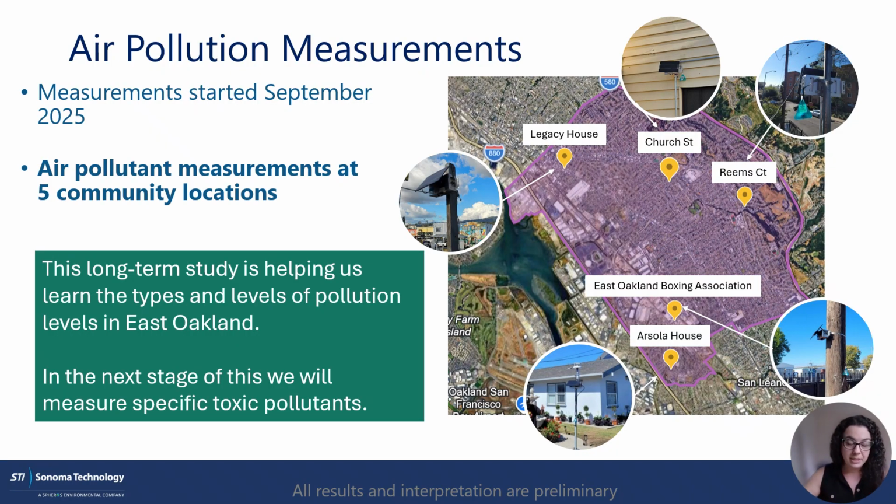So this is really a long-term study. We're right at the beginning of it, but it will help us understand levels of pollution in East Oakland. And then the stage after this one is that we're going to go in and measure specific toxic pollutants. So we're doing this large survey first, looking at just what's in the air, and then we're going to target which ones are the toxic ones and what levels those are specifically. So that's why I'm talking to you about this today.